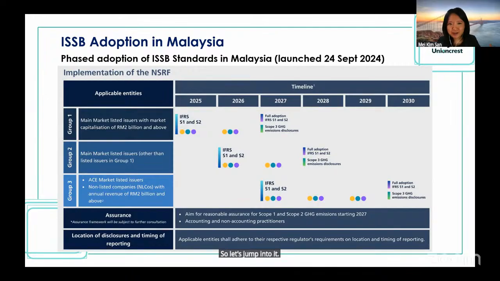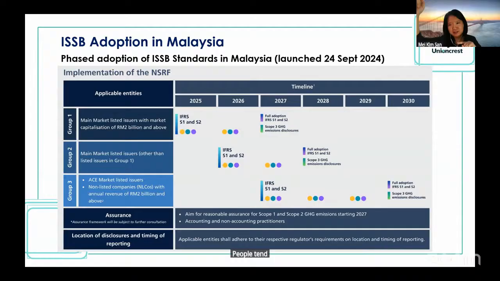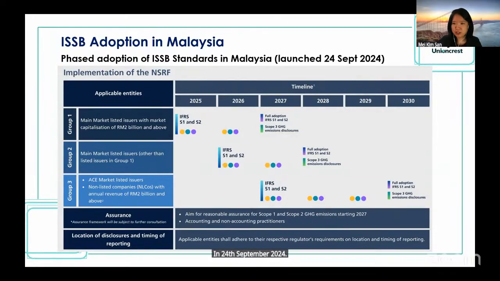To share a bit of context about Malaysia, I'm not sure if many of you are familiar where it is. It's the country in between Thailand and Singapore. People tend to go to those two places and skip us altogether. That's Malaysia. So in terms of ISSB adoption, the government launched the National Sustainability Reporting Framework on 24th September 2024. So our framework came out later than Nigeria's FRC.